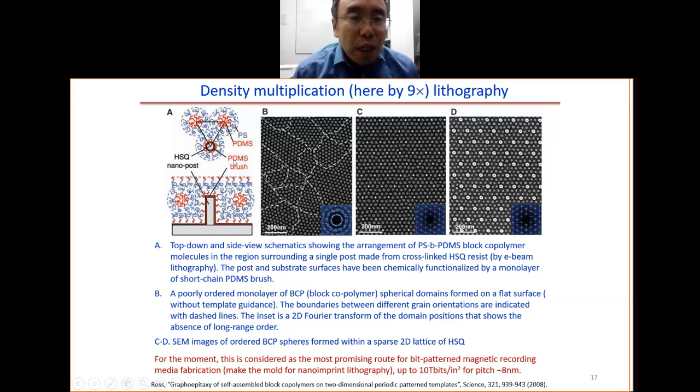Then you functionalize the surface with the PDMS brush. This is the brush. Then you self-assemble a PS-block-PDMS, polystyrene-block-polydimethylsiloxane. Then you form this self-assembled pattern. Then you need to form the pillars. We need to etch away one block and leave behind the other block. So polystyrene and PDMS. So which block is easier to etch? Polystyrene block is easier to etch using the oxygen plasma.